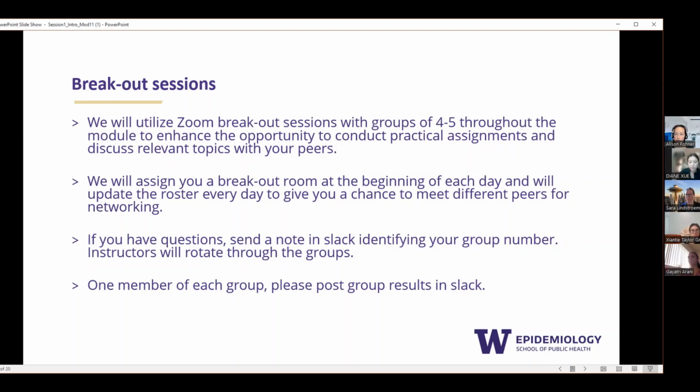In addition to that, if you have specific requests for us to come and help you with those breakout activities, Diane, Sarah, and I will all be rotating through the breakout rooms. So we'll have a chance to talk with you about the material and about some of the activities that we're doing a little more one-on-one, and be able to answer some of your specific questions there too.